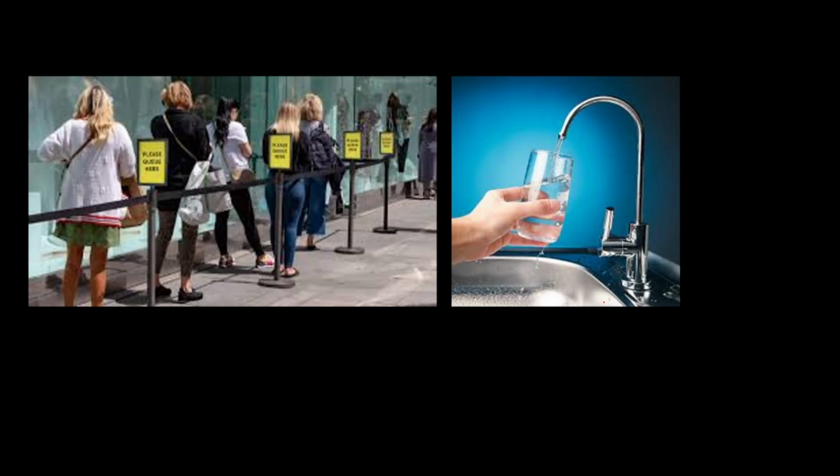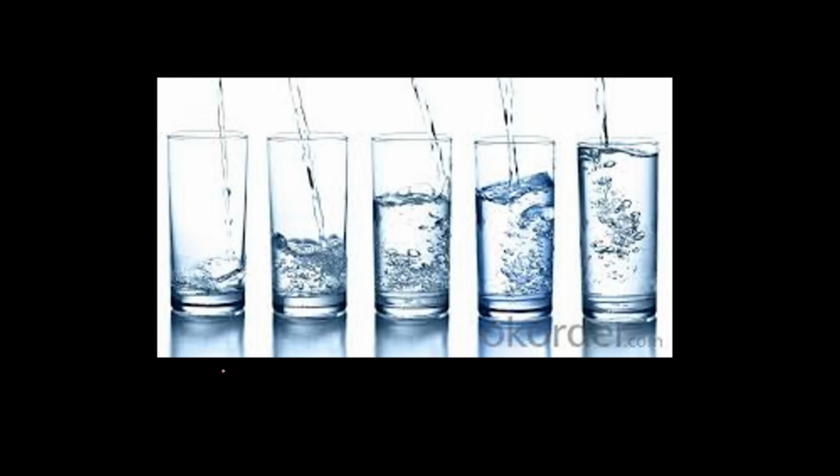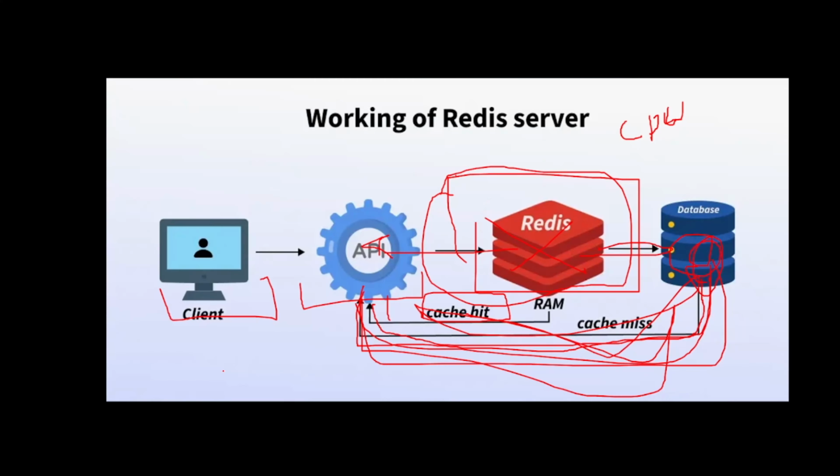So what I will do is, before the queue starts, fill up a bunch of glasses. It will maintain the queue, but it will increase the speed. At a time, I can give glasses to five people, and if the glasses are empty, I will refill them. So it will be faster than the normal method, which is directly accessing the database. So what I will do is access it through Redis.